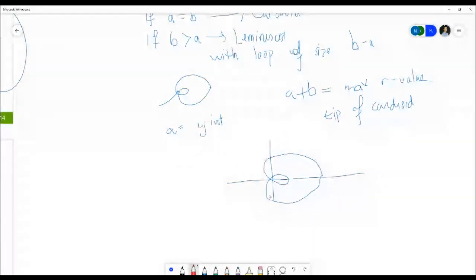Okay, so the distance from here to here, that is B plus A or A plus B. The distance from here to here is B minus A. And the distance from here to here is A. Same thing, here to here is A. All right, there you go. So these are the reference points that we're going to use. We have 5 reference points here to use in order to sketch this. Okay?